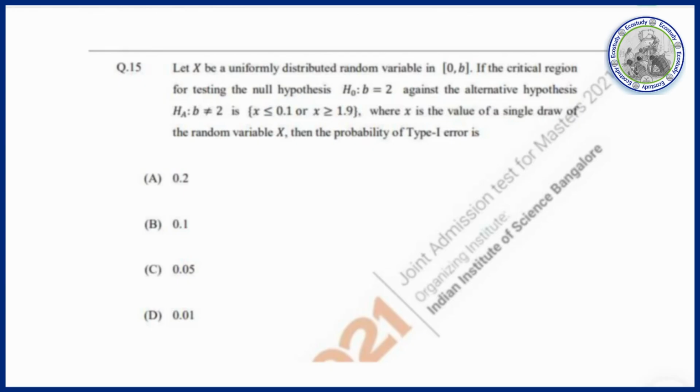So what is this question? When you look at it, you will see that x is uniformly distributed, a random variable on 0 to b.